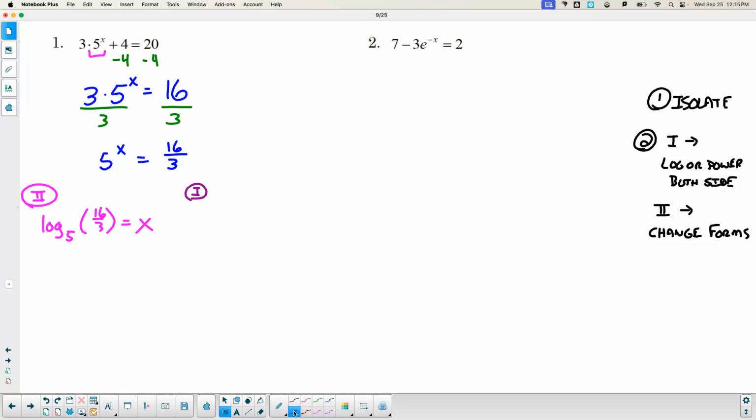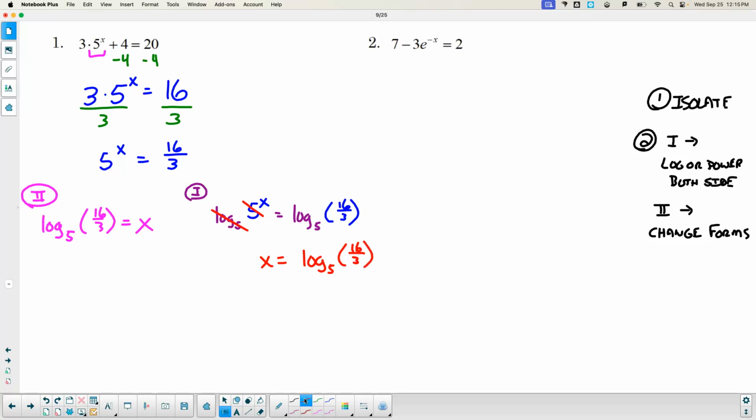My other way that I could do that is I could take log base 5, let's say, of 5 to the x, and that would equal log base 5 of 16/3. Log base 5 of 5 to a power, that cancels each other out. So this cancels out that, leaving me just with x. And puts me in the same spot.